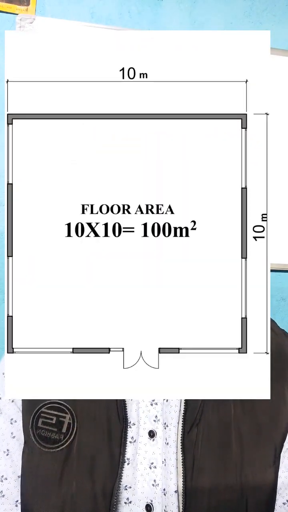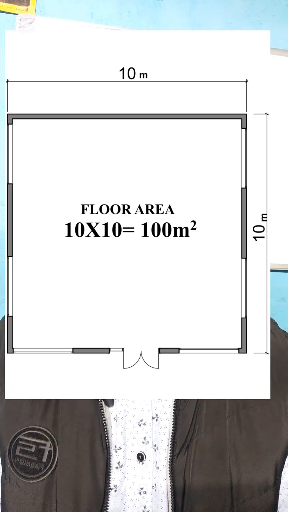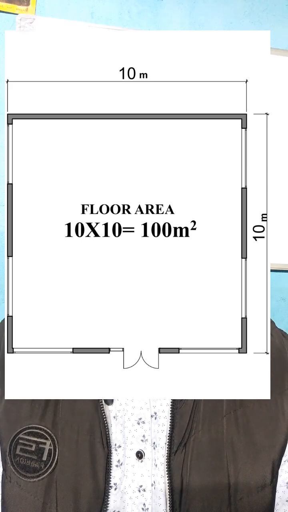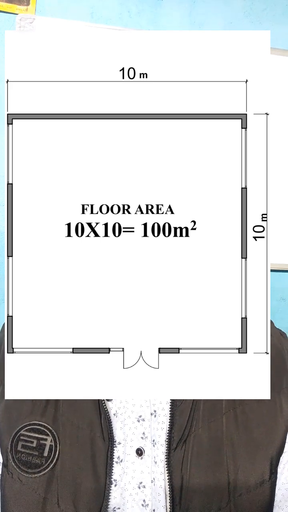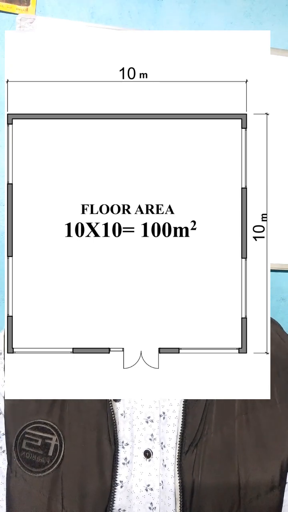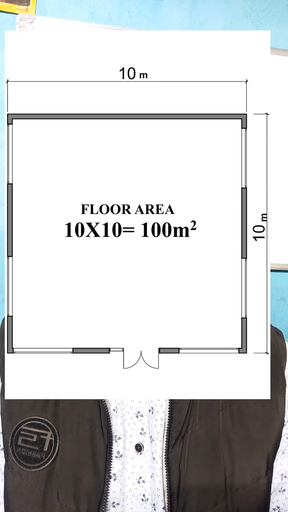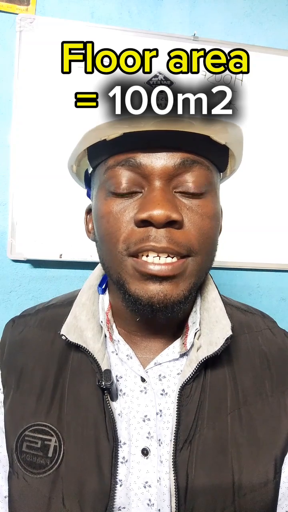For example, I've put this here. I've sketched a house with these dimensions. As you can see, the length is 10 meters, the width is 10 meters. So 10 meters by 10 meters will give you a floor area of 100 square meters. That is the first step. So we've gotten the area, the floor area of our house is 100 square meters.